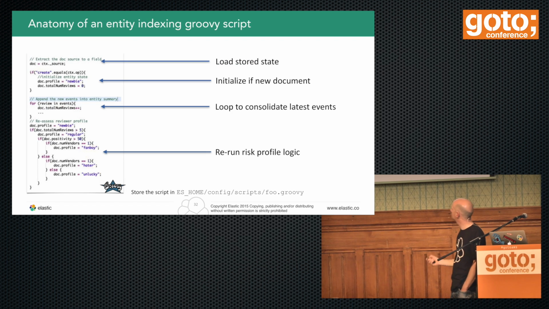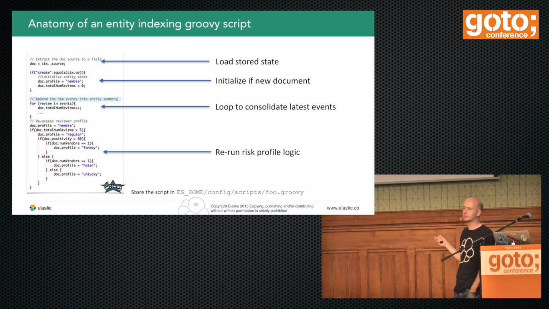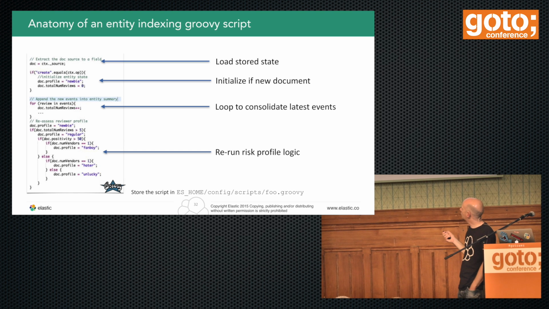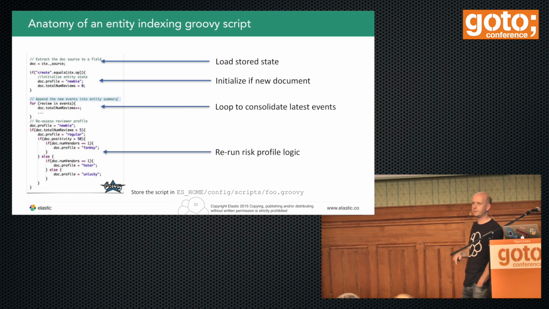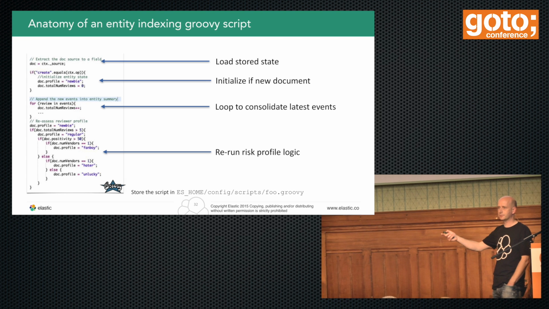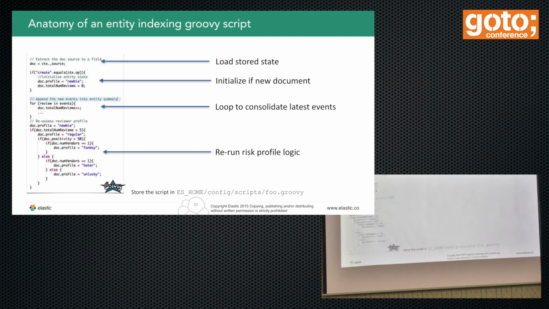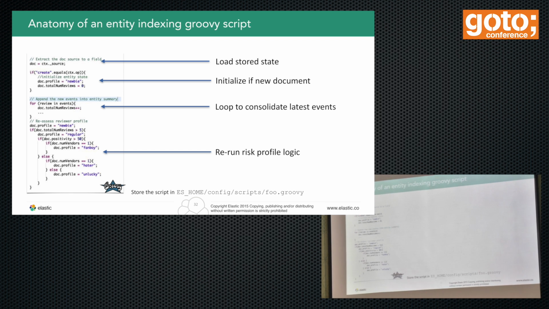So let's have a look at the anatomy of what that script, that Groovy script, looks like. So we start off, we're given our historical record. This is the profile for user 27 or whatever it is. Elasticsearch invokes the script and gives us the stored state of user 27. It also tells us if this is the first time we've ever seen user 27, so we can initialize some variables if it's a create operation.